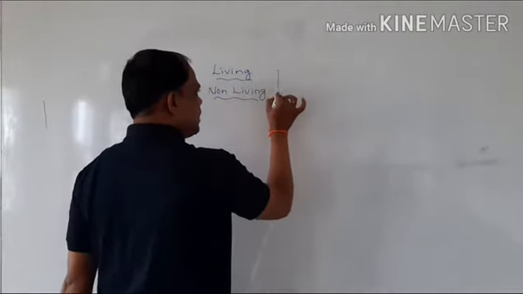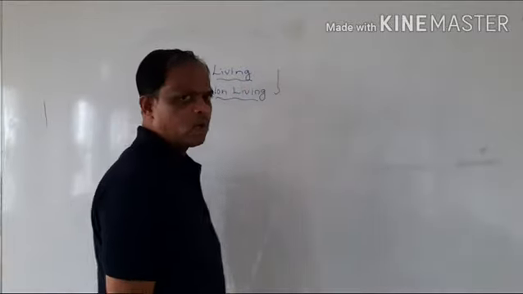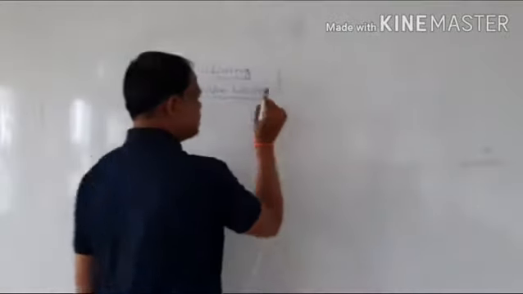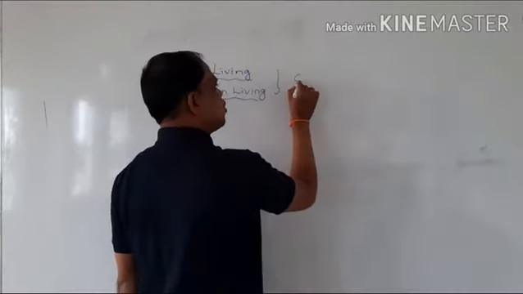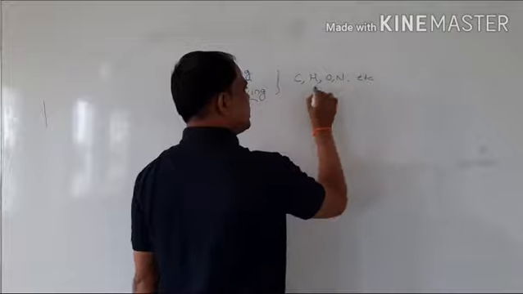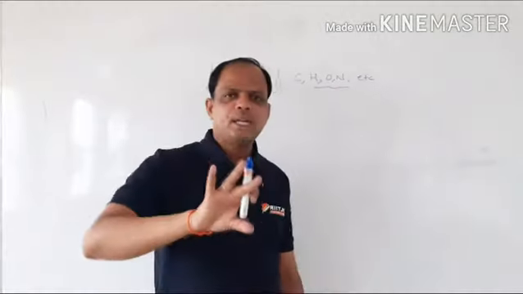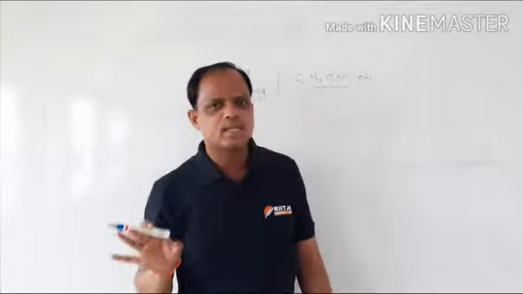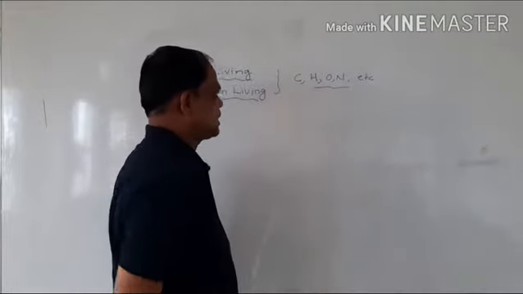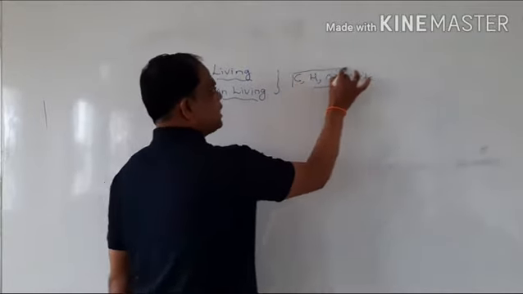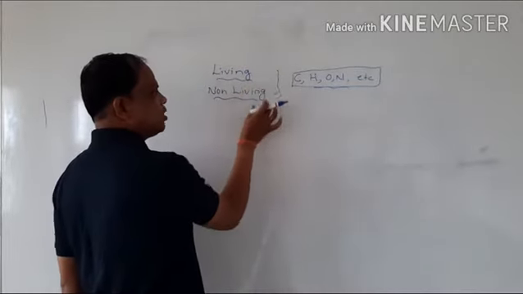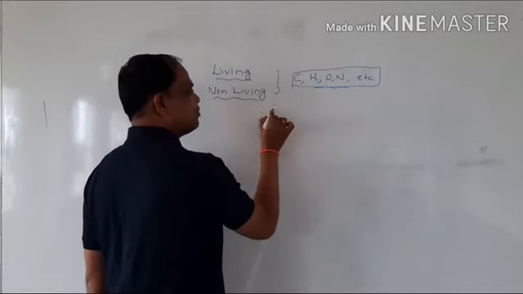The main concept is that living and non-living organisms are both made up of simple micro elements like carbon, hydrogen, oxygen, nitrogen, etc. This is very important. And all living organisms are made up of cells.